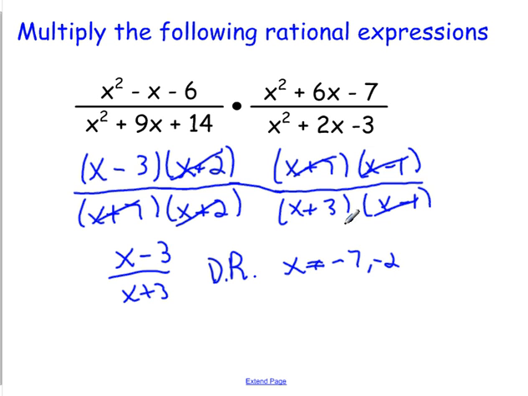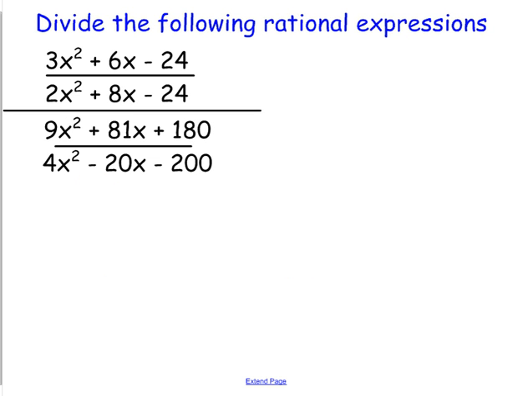It can't be negative 3. And it can't be positive 1. And once again, these are all the numbers that would make us end up dividing by 0, and that's a no-no in math. All right, we got 2 more problems. They're going to get a little hairy now.